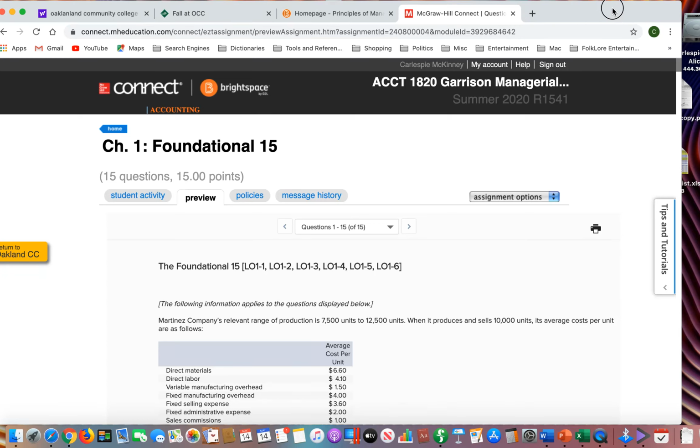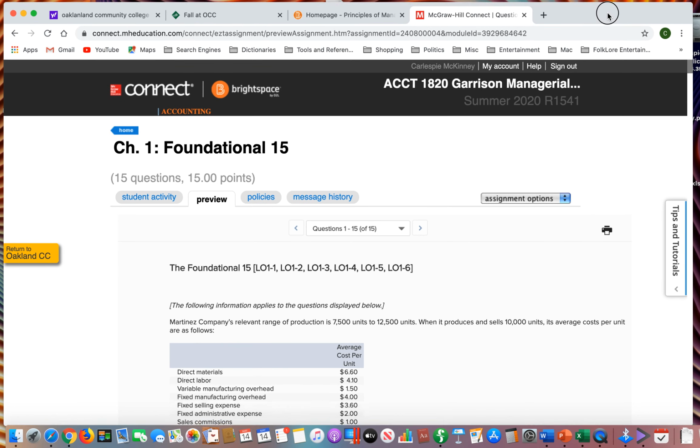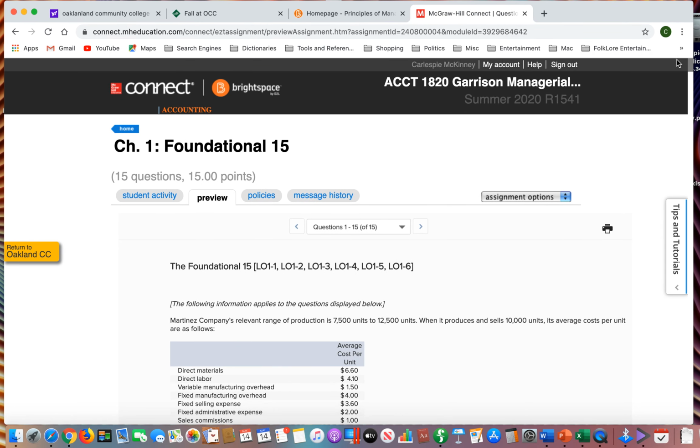Okay, let's look at some of the work in Chapter 1 that may help you with understanding the concepts and how to solve the problems. This is Foundational 15. Again, it's not required for you to do. The only thing that's required in McGraw-Hill Connect are the quiz and the test. Nonetheless, if you want to practice, you can do other parts of McGraw-Hill Connect. So we're going to do this part together.